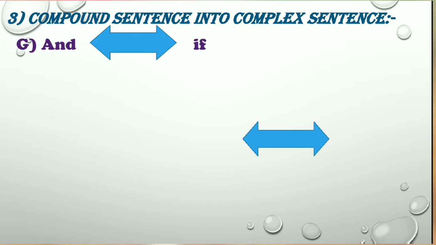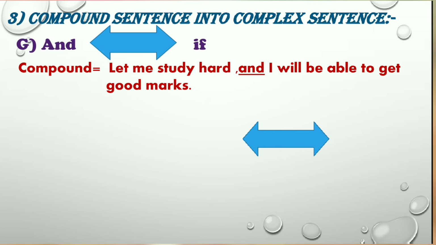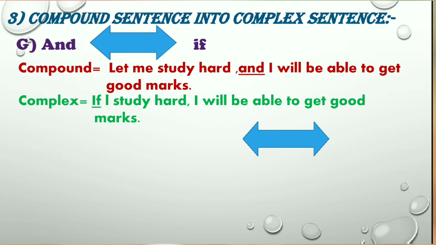Now again, see: if and is there in a compound sentence, you can change it to if and make a complex sentence. Let me study hard and I will be able to get good marks. Now and is used here, so you can make a complex sentence by using if.